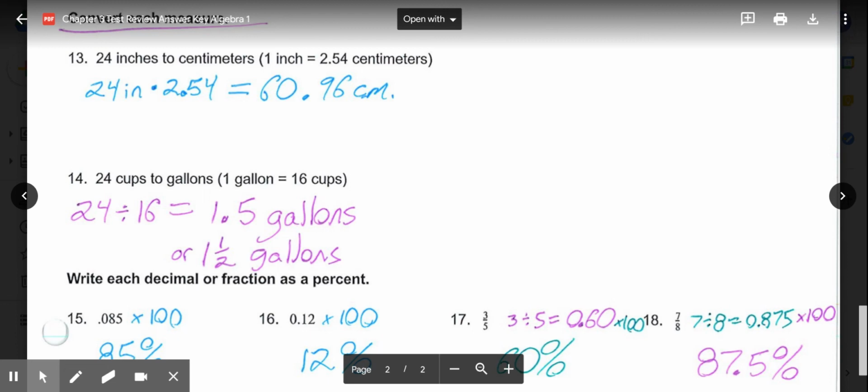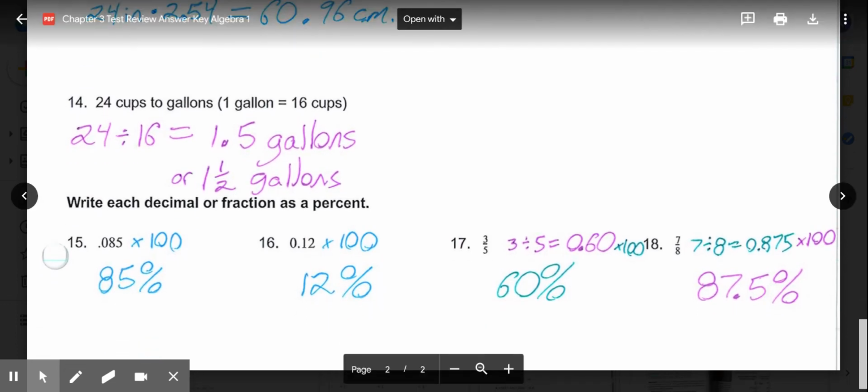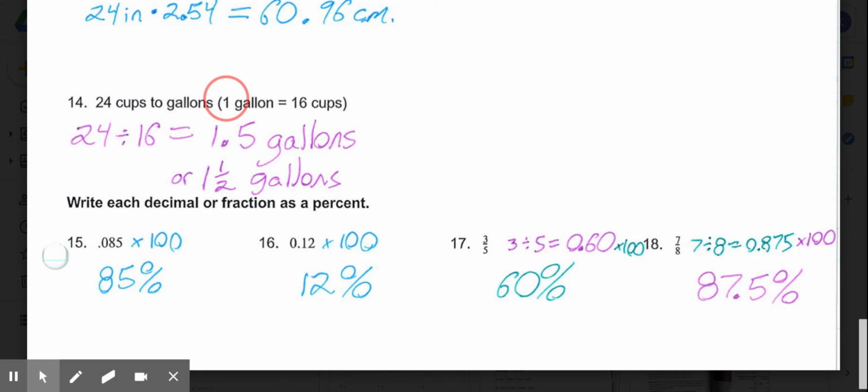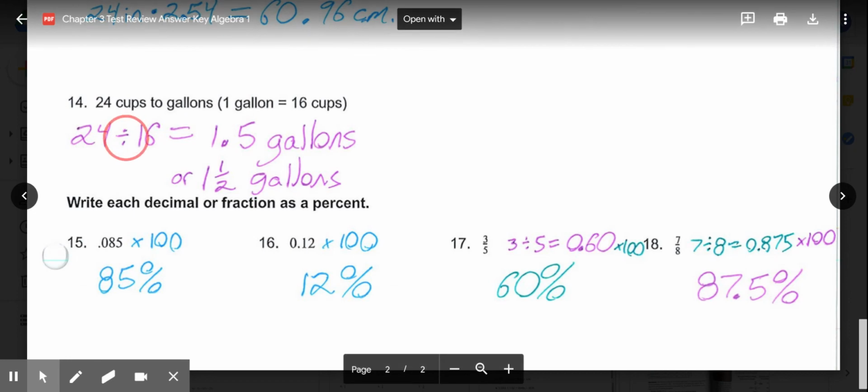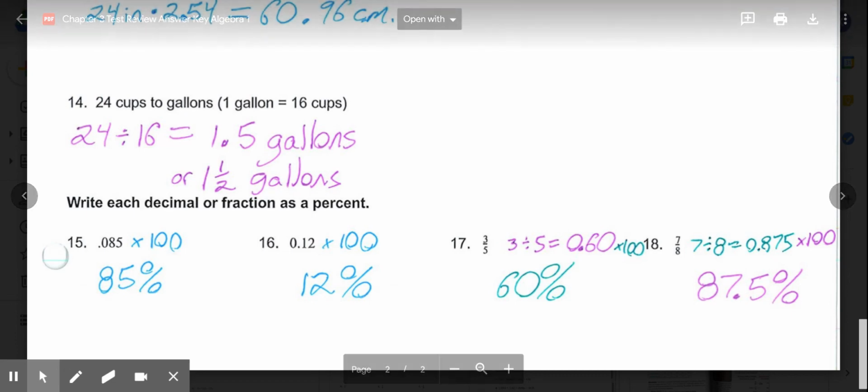In 14, we have 24 divided by 16 because we're going from cups to gallons. 1 gallon is 16 cups. So there's always more cups than gallons. So it would not make sense to have an answer with more gallons than cups, so we would be dividing by the conversion of 16. 24 divided by 16 is 1.5, so we have 1 1/2 gallons or 1.5 gallons.